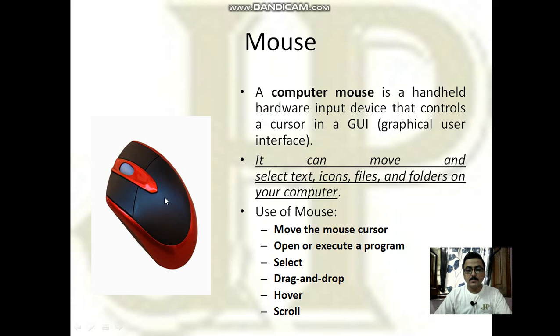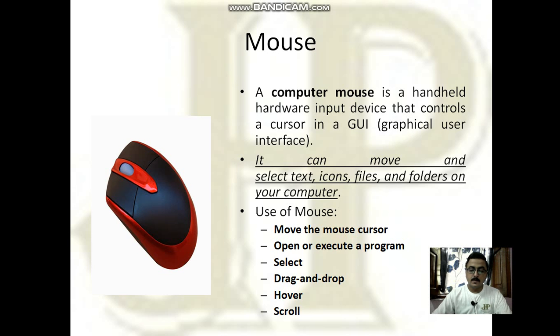Uses of the mouse can be to move the cursor like this, as I am doing throughout the screen, open or execute any file or program with the help of left click or right click, select any item on a computer, drag and drop files and folders from one place to another, hover and scrolling.